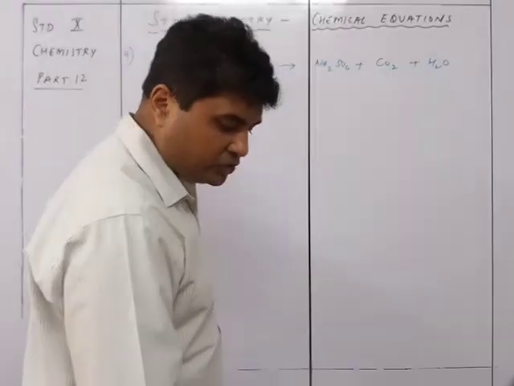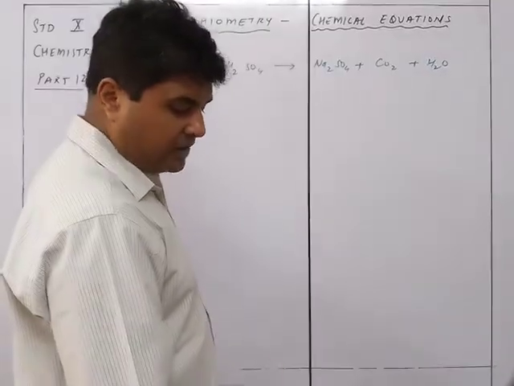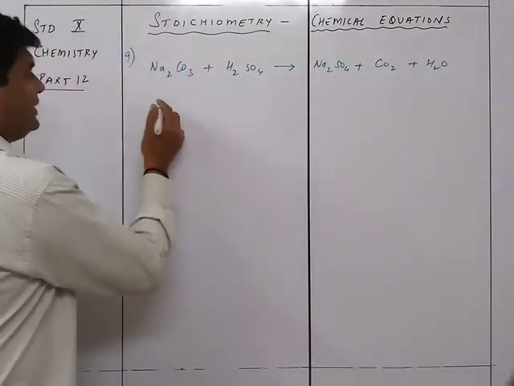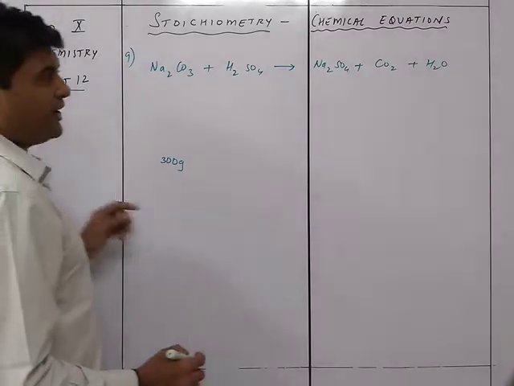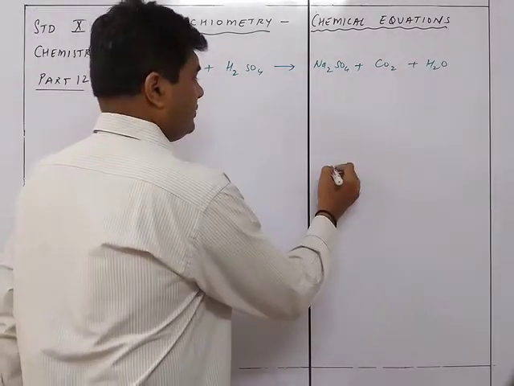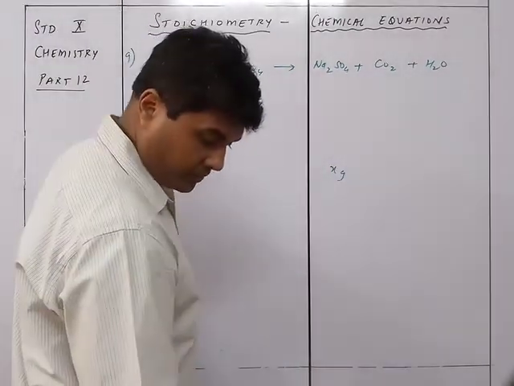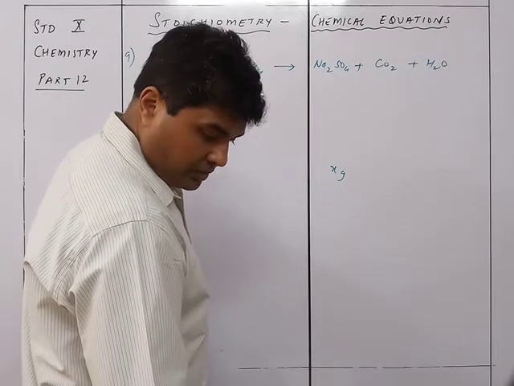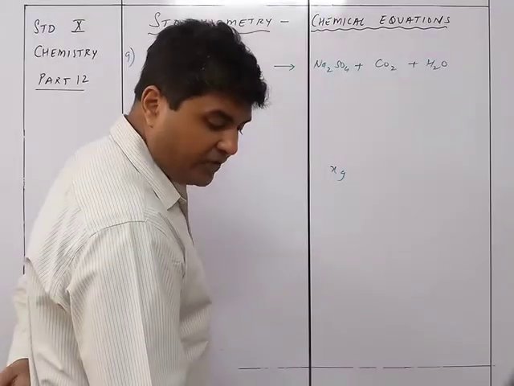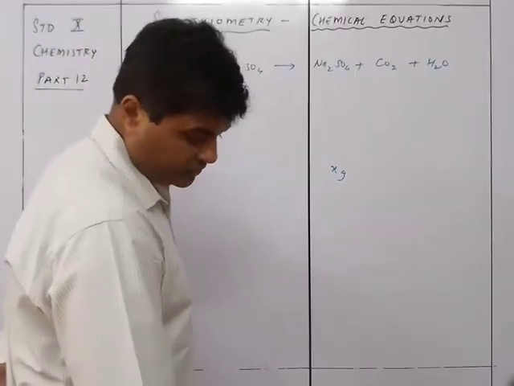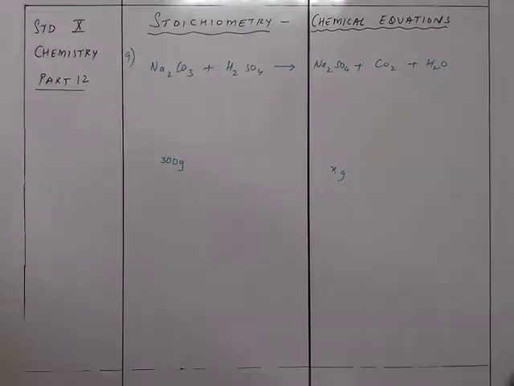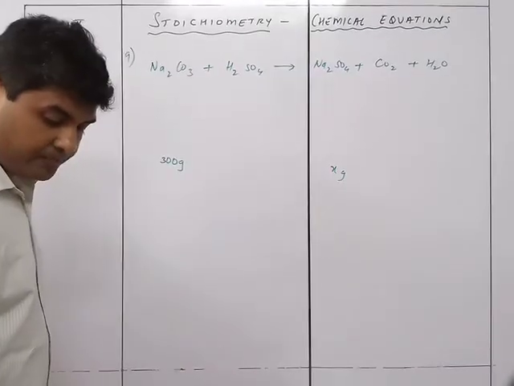Calculate the mass of pure salt formed when 300 grams of Na2CO3, that is 300 grams of this thing. We need to find out the pure salt formed. Okay, this is X which we need to find out. 300 grams of Na2CO3 of 80% purity reacts with H2SO4. Okay, so now 80% purity is there.